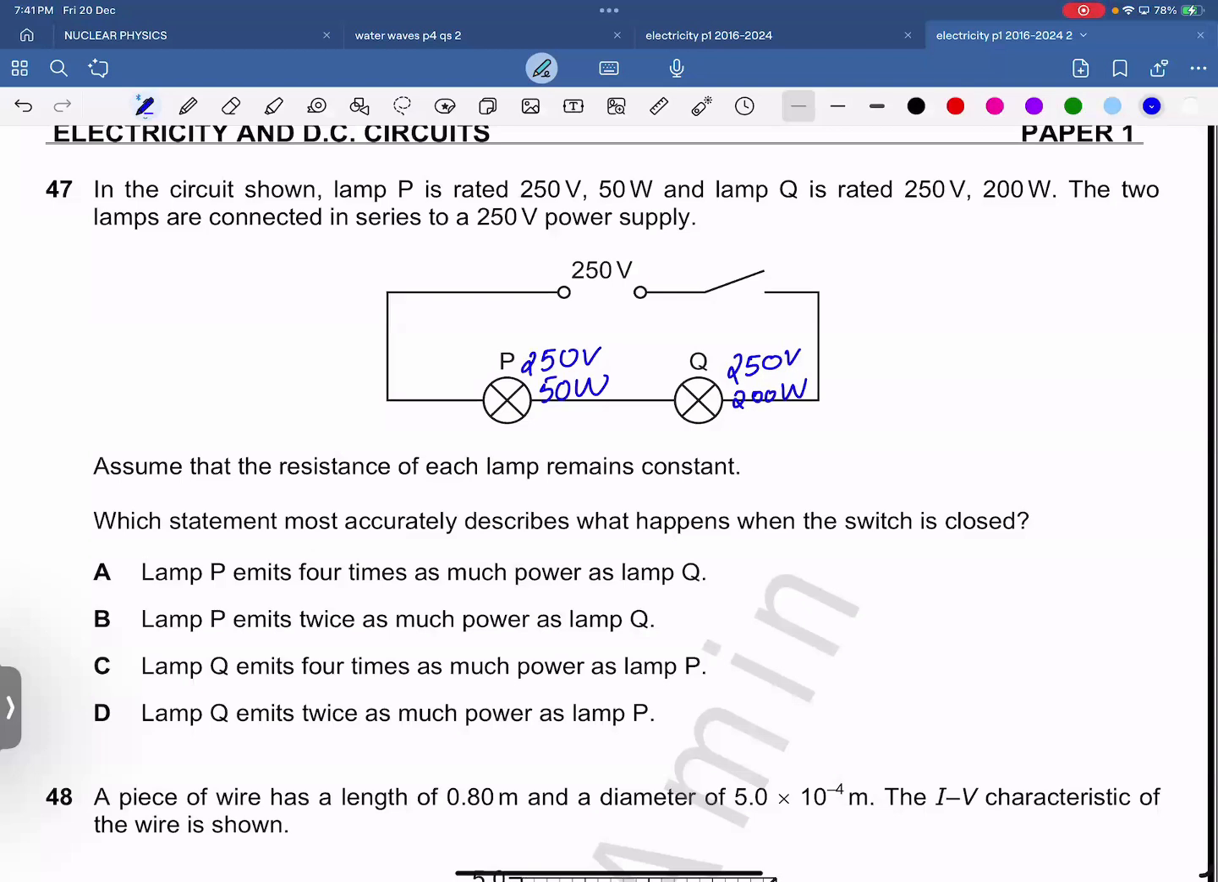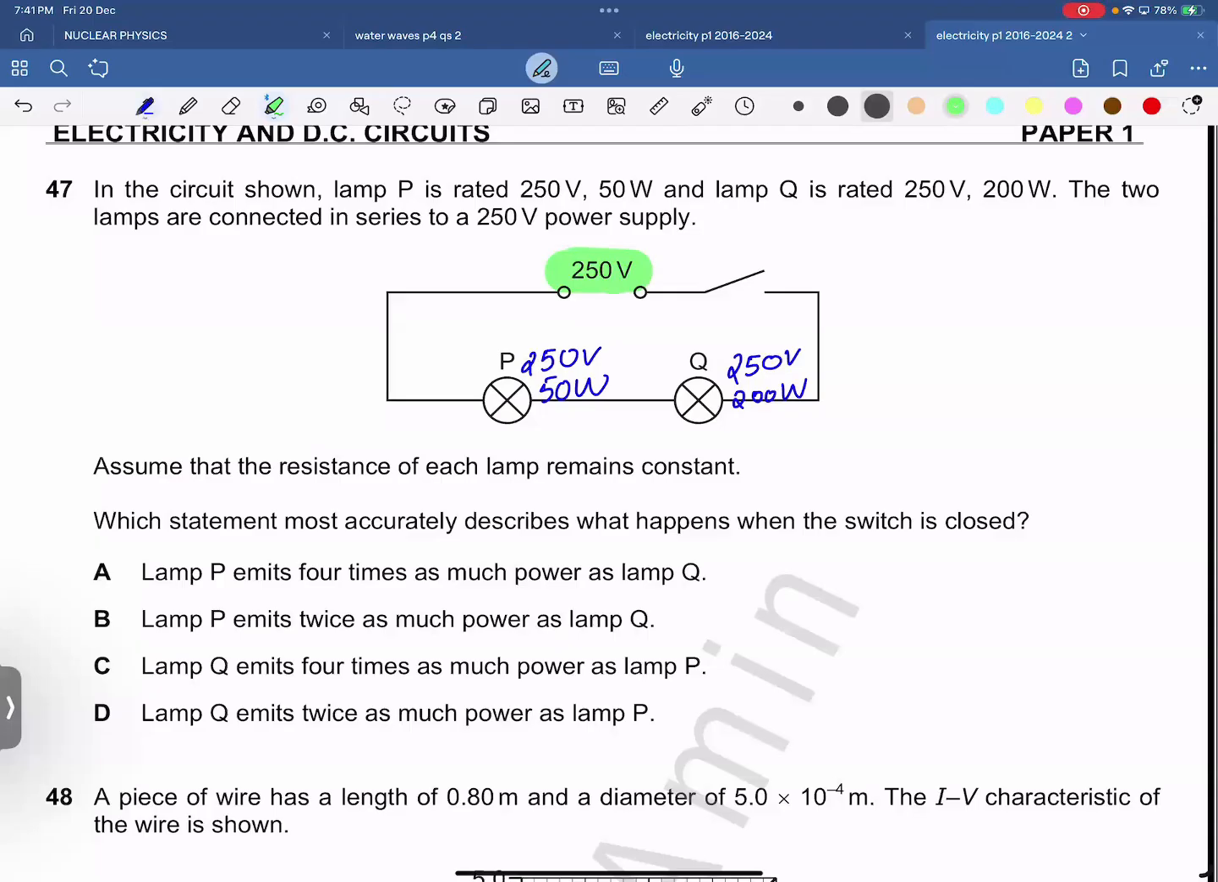It is not possible to have normal brightness. My dear, they are connected to 250 in series. Do you think they will get 250, 250? I mean, it is not possible to have this rating. My dear, I am telling you, how do you think both in series will get 250, 250?